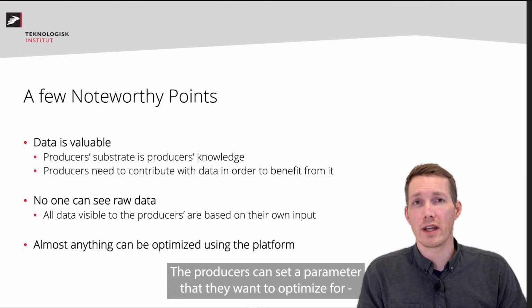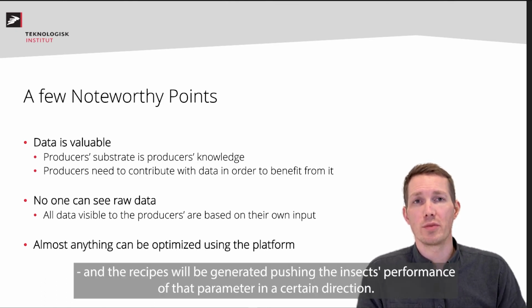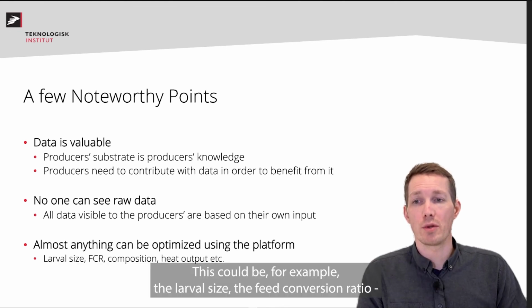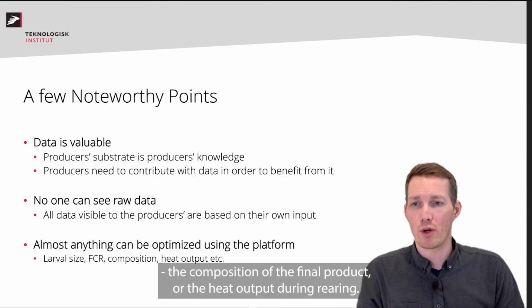A final and very important point is that almost anything can be optimized using the platform. The producers can set a parameter that they want to optimize for, and the recipes will be generated pushing the insect's performance or that parameter in a certain direction. This could be, for example, the larval size, the feed conversion ratio, the composition of the final product, or the heat output during rearing.